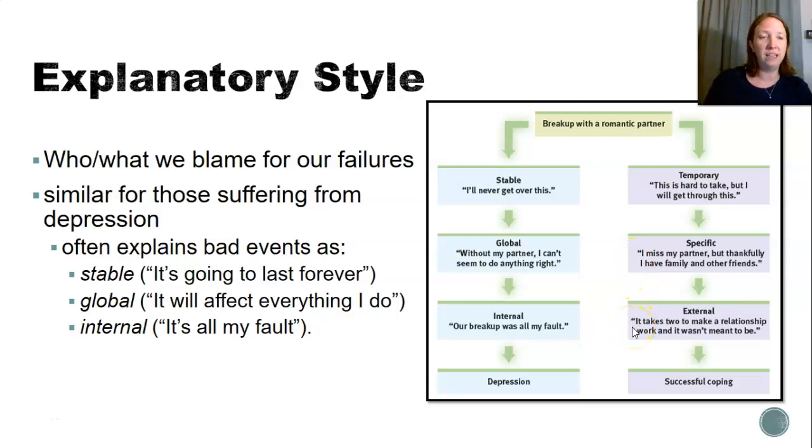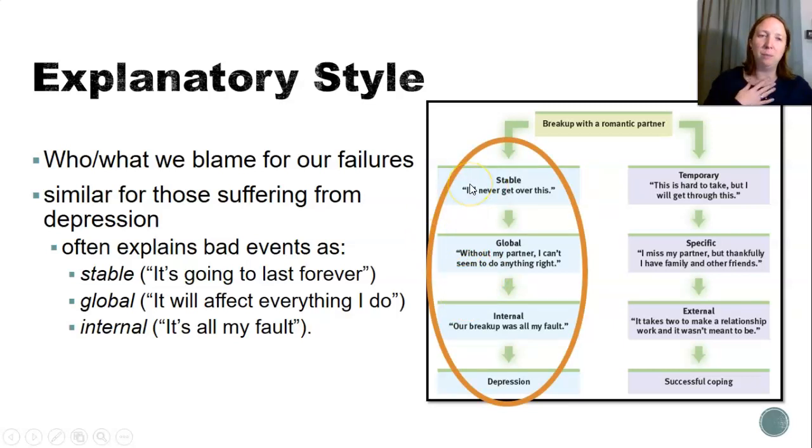Perhaps they might see it as an external locus of control, and then most likely they will get to a point of successful coping. However, explanatory styles tend to be extremely pessimistic and based on a lot of ruminating, so a lot of just dwelling on the same thoughts over and over again. And what psychologists have found is that for those suffering from depression, they often explain bad events as stable, global, and internal.